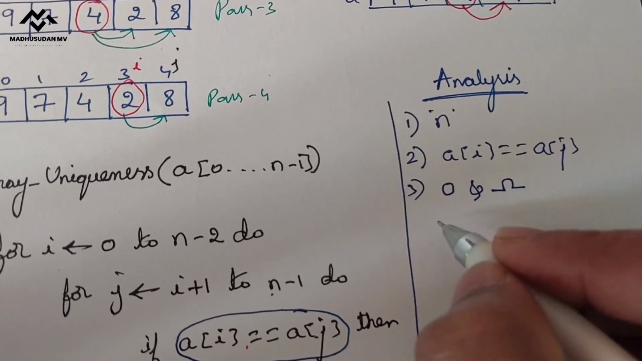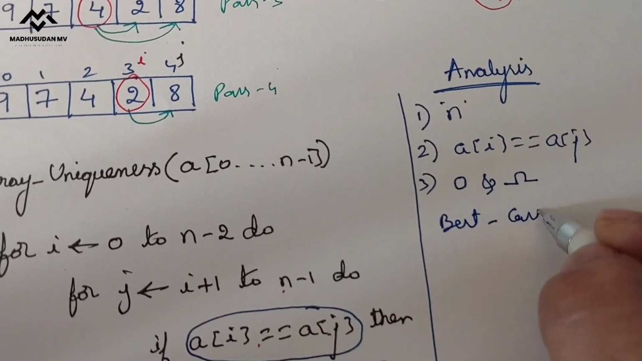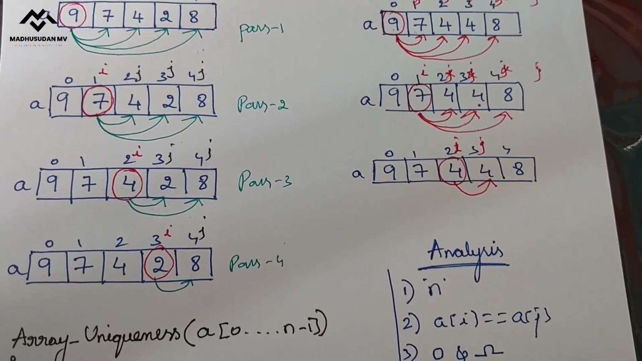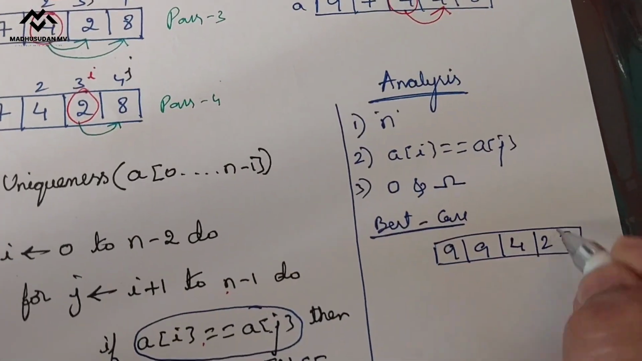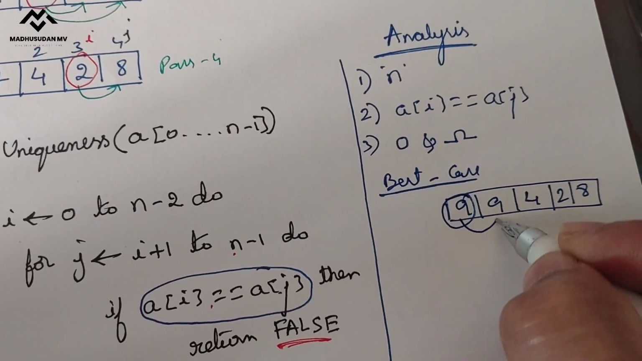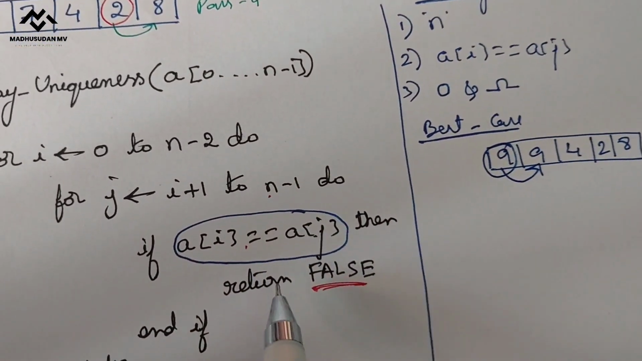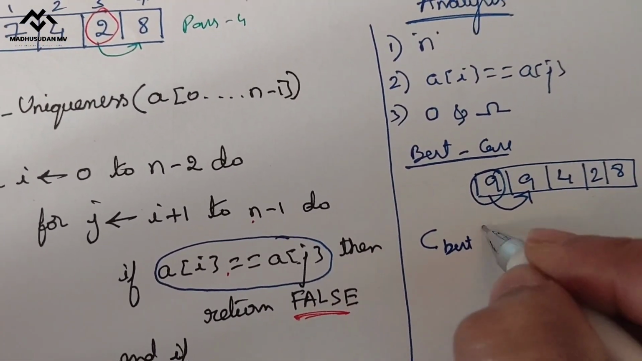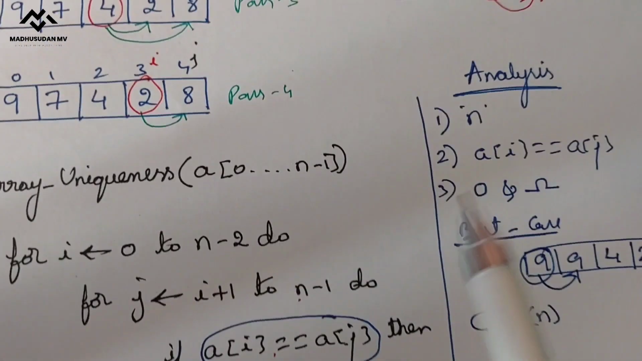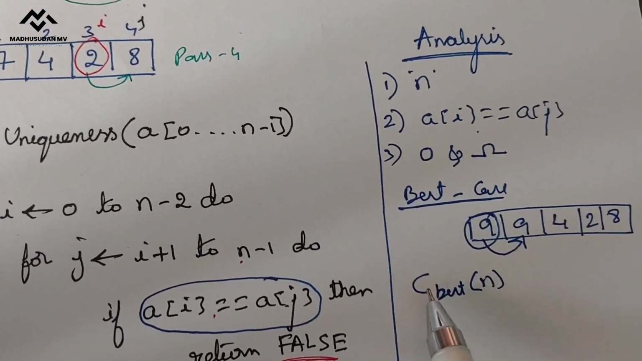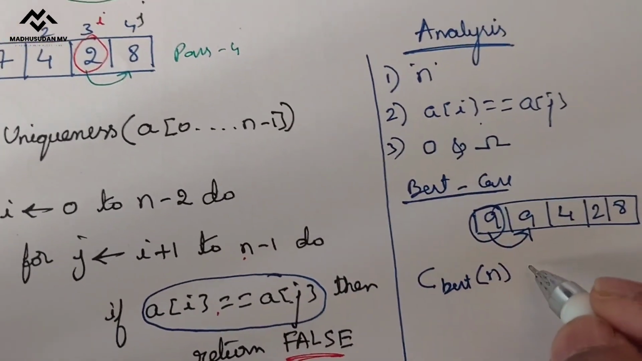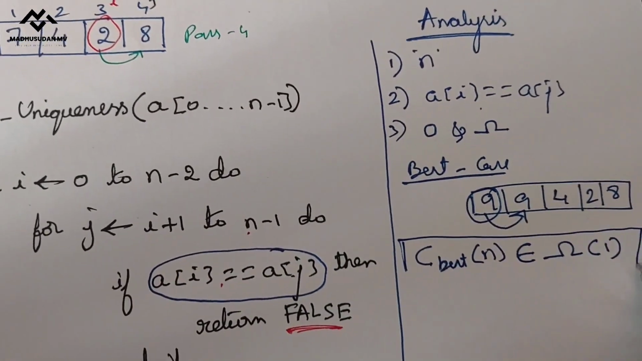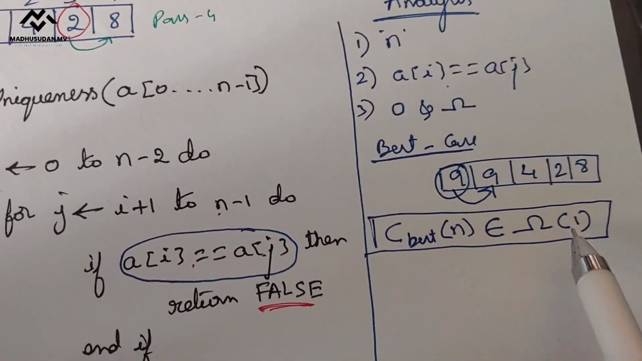Now, the best case occurs when the first two elements are the same. If I give the input like this, the first time I select this one and compare, this condition becomes true, it comes inside and returns false. So at that time we are executing only one comparison. I will write C best of n. I am taking C because the comparison is the basic operation. So C best of n belongs to big omega of 1. That means in the best case we execute this comparison operation only one time.